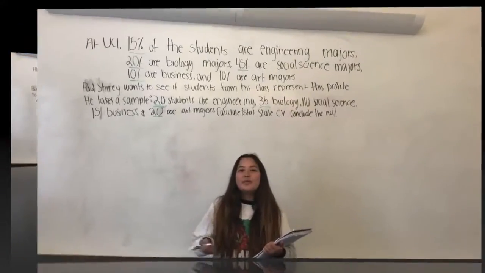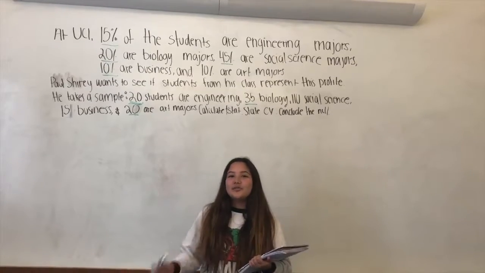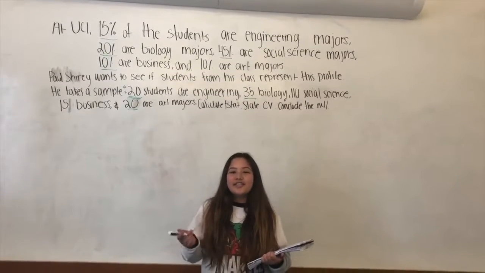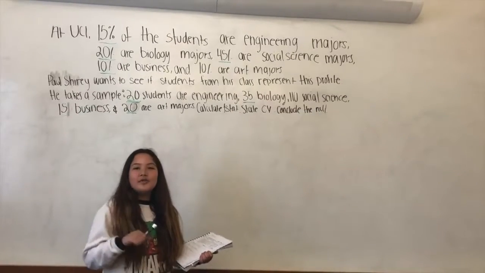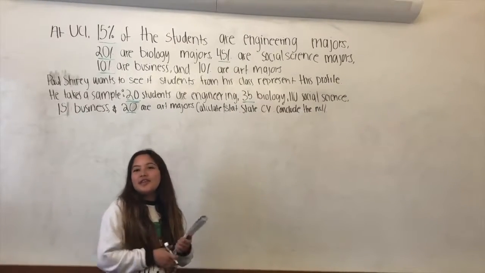Today we're going to show you guys 2 ways to find a chi-square distribution. In this example, I'm going to show you how to find the chi-square distribution using the goodness of fit test. We're going to see how the observed data significantly differs from the theoretical data.